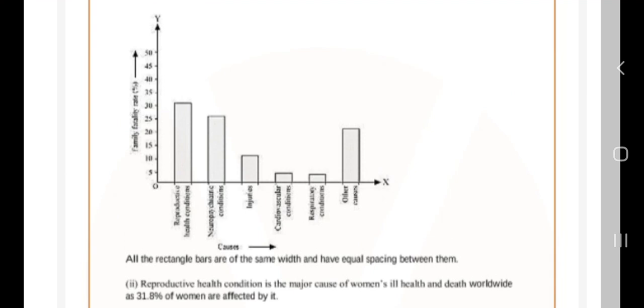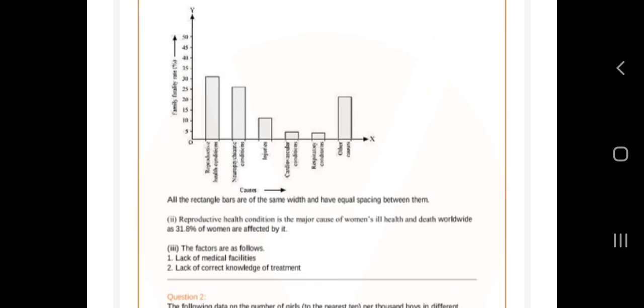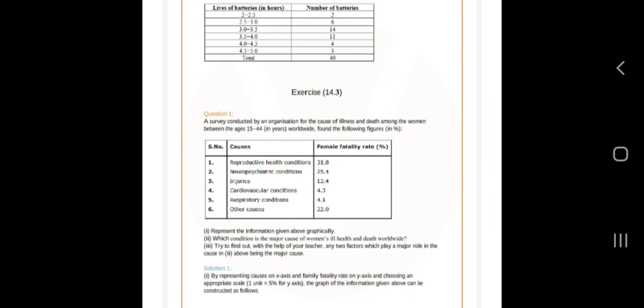So like this you have to make a bar graph. On the x-axis you have to write the rate, how much they are dying. They have given 31.8%, which is about 32, so here you have to go up to 32. And on the y-axis you have to write the causes for which they are dying.